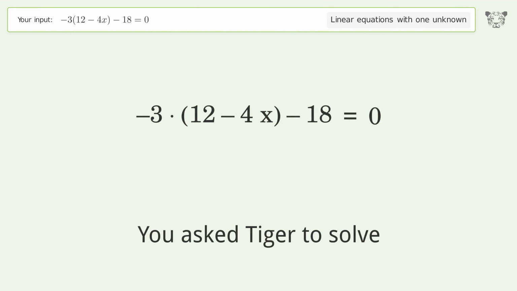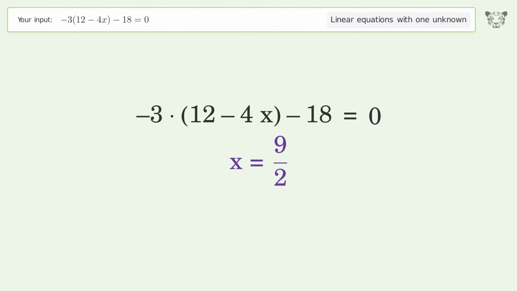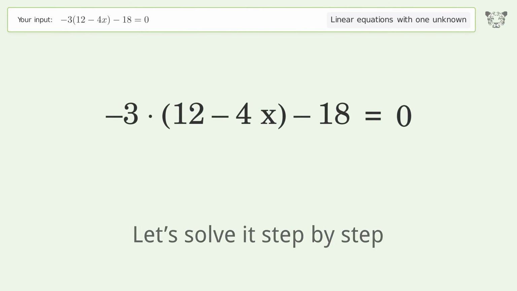You ask Tiger to solve this. It deals with linear equations with one unknown. The final result is x equals 9/2. Let's solve it step by step.